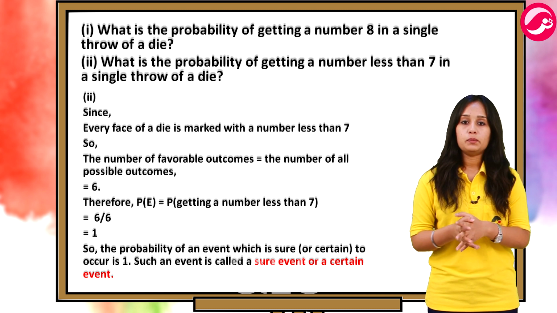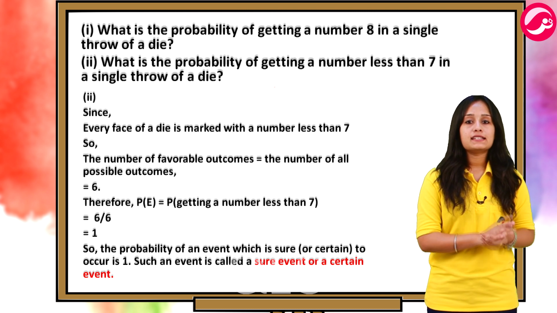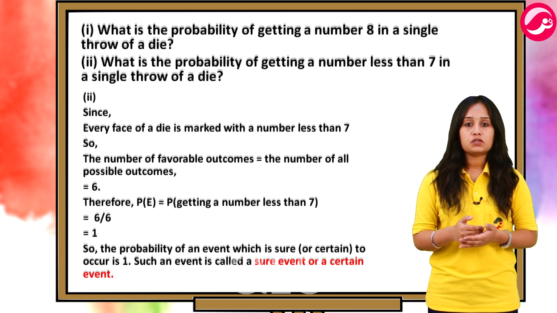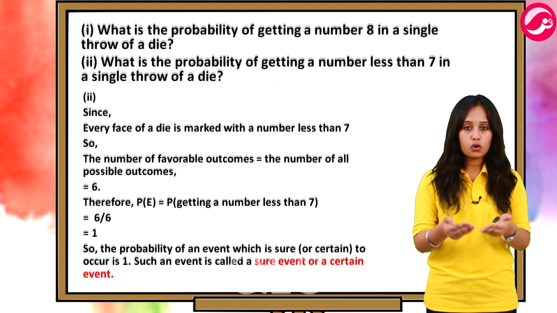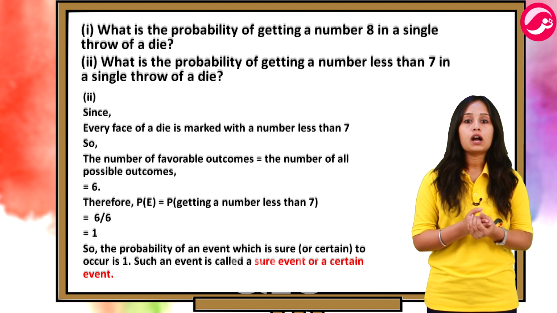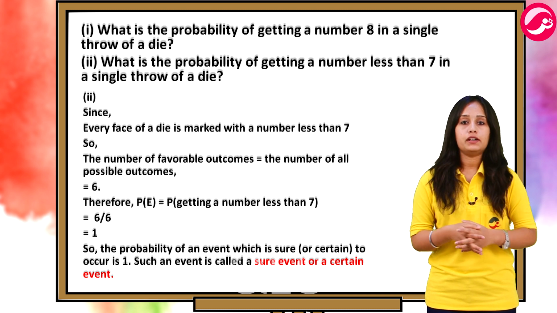Therefore, P of E will be P of getting a number less than 7, that is 6 by 6, which is equal to 1. So the probability of an event which is sure, that is certain to occur, is 1. Such an event is called a sure event or a certain event.